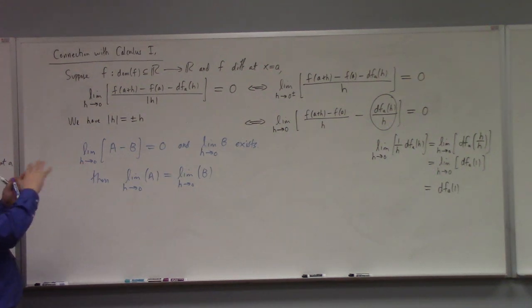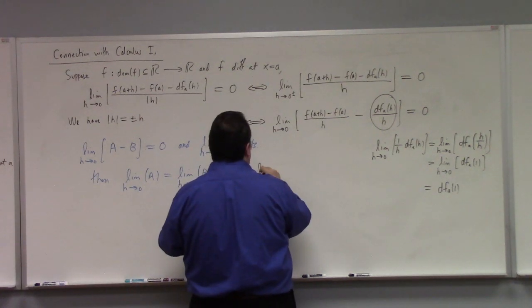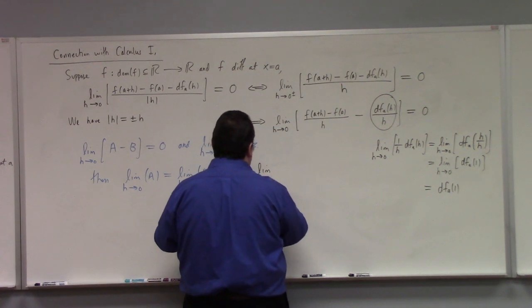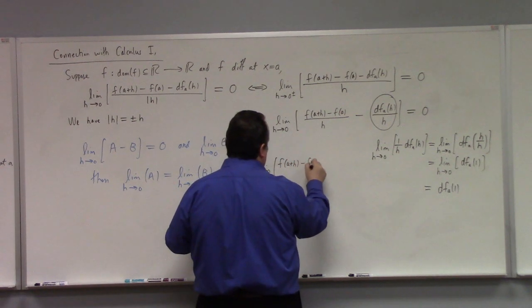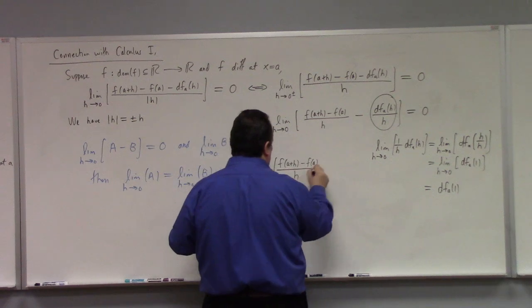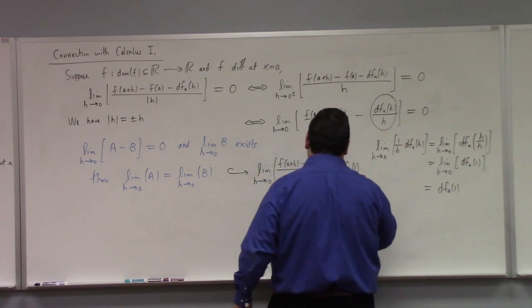Now, if the limit of b didn't exist, then this would not work, right? But the limit of b does exist. We just proved it's equal to df_a(1). Therefore, we have that the limit as h goes to 0 of (f(a+h) - f(a))/h is equal to df_a(1).